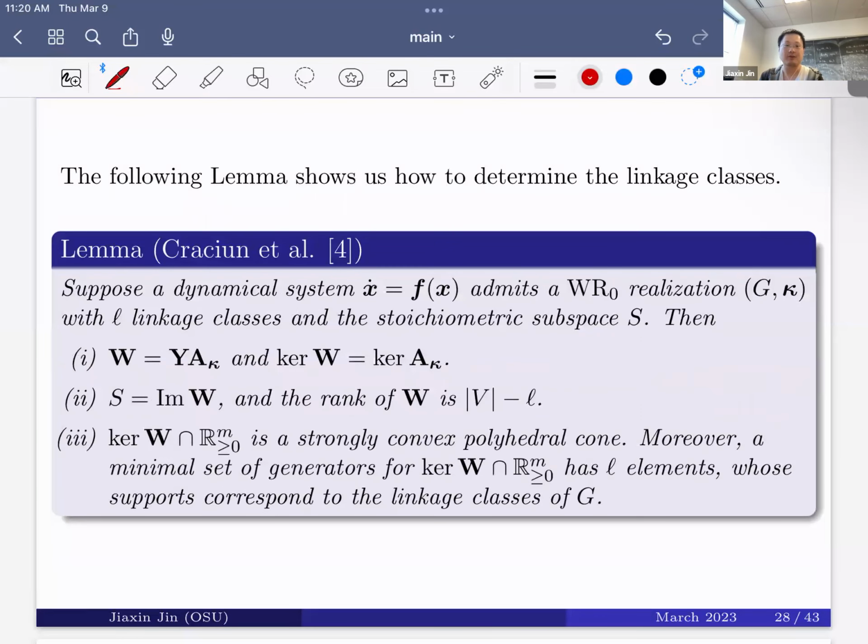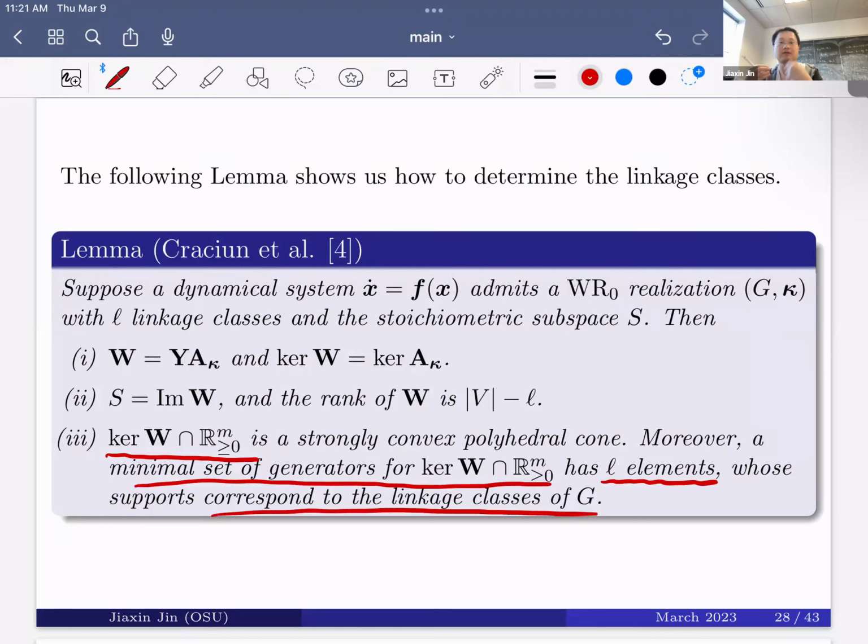And using this key lemma, we are able to show that the kernel of W intersect with the positive orthant has a minimal set of generators for such a cone with L elements, whose supports correspond to the linkage classes of G. Of course, this is under the assumption that this dynamical system admits a WR0 relation. So this is the key lemma for the algorithm.